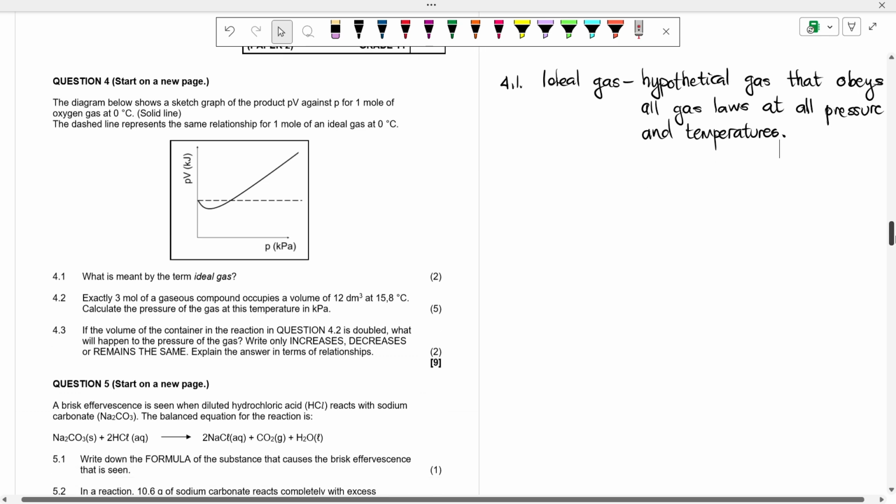4.2, exactly 3 moles of gaseous compound occupies a volume of 12 decimeter cubed at 15.8 degrees Celsius. Calculate the pressure of the gas at this temperature in kilopascal. Okay, this one is on what we call the ideal gas equation, and I'm not sure you guys did it this year, because this question paper is from 2022. So if you didn't use this equation, then we don't need to answer this question.